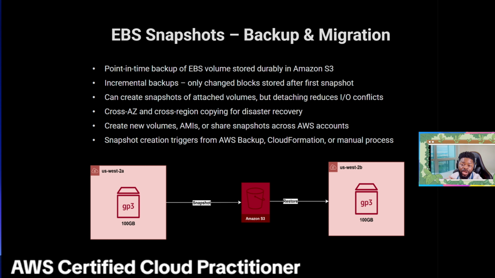So the question is, what if you wanted to move the data to a different AZ? It could be a different AZ in the same region, and it can also just be from one region entirely to a different region, right? And that's where the concept of snapshotting comes in, right?